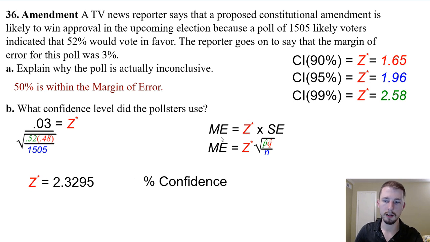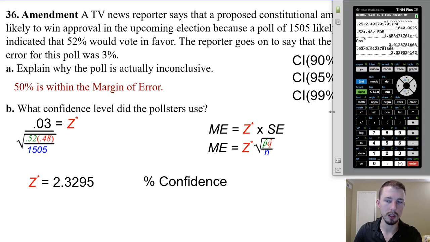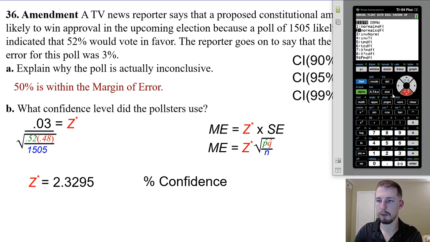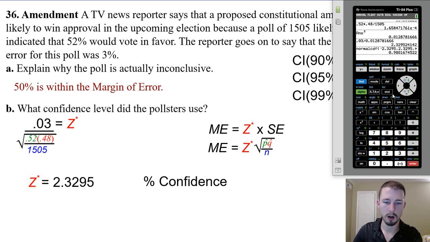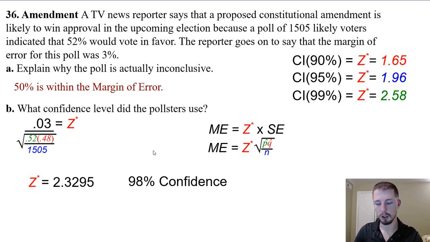That doesn't match any of the values we have, so they didn't use a typical confidence level. To find out the range under the curve for that, I just do the normal CDF. So second distribution, normal CDF. My lower limit is going to be that z-score, 2.3295. The upper limit, the positive version, 2.3295. Standard normal, so 0 and 1, which is 98% confidence. So they used a 98% confidence level.